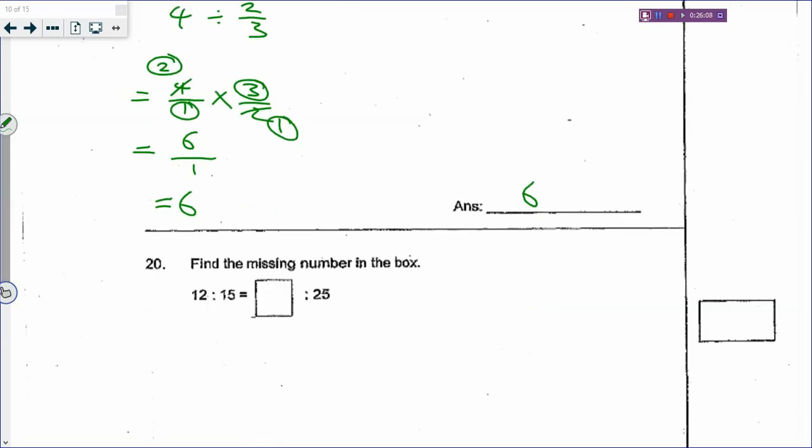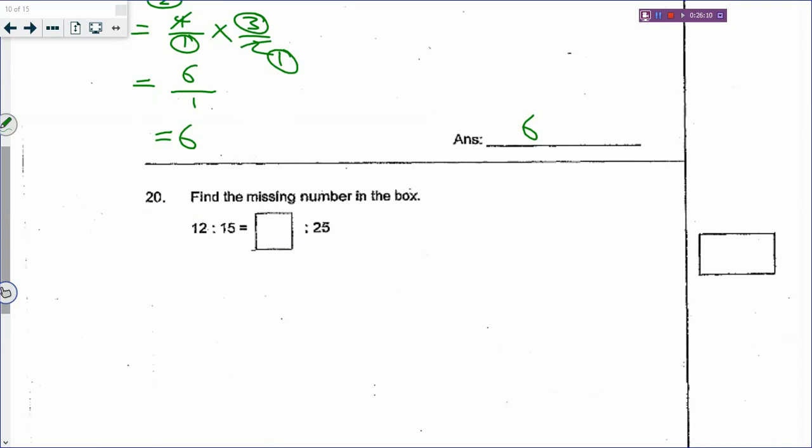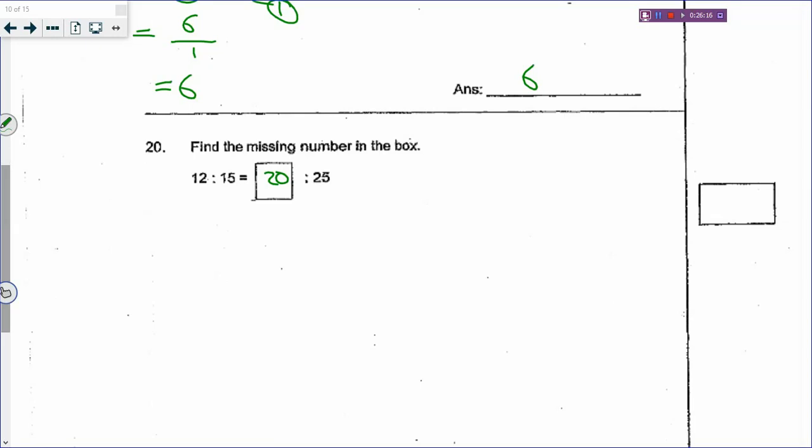Okay, now question 20, your answer is 20. Alright, now over here, it's going to be very hard to find the missing number if you don't simplify the ratio. So 12 divided by 3 and 15 divided by 3. Alright, then once you get the simplest form, then you can fill the missing number. What is to 25? What number is to 25? So 5 times 5 and 4 times 5. And that's how you get 20.